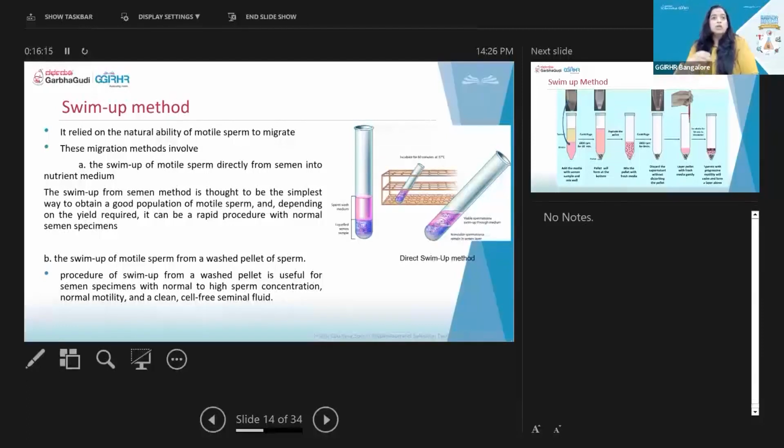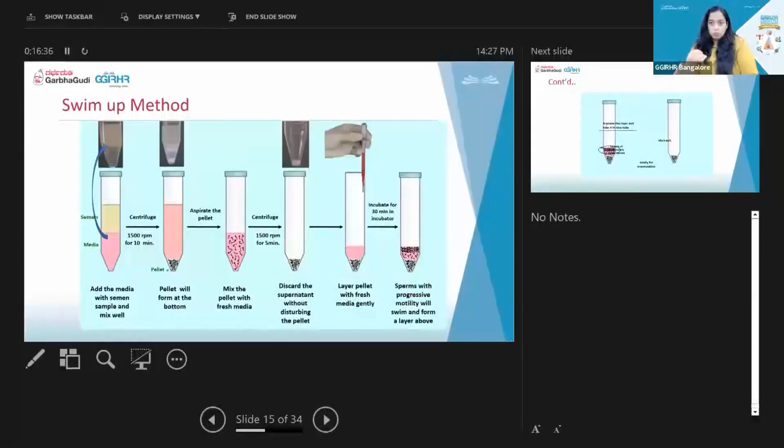The other method is, you centrifuge the semen sample, get the pellet, and wash it again with the sperm wash media. Above the pellet you layer fresh media, and keep it for 30 minutes for the sperms to swim up from the pellet. So this is in the image. You have the semen sample, an equal volume of media is added, and mixed very well. Centrifuge at 1500 RPM for 10 minutes. You will get the pellet at the bottom.